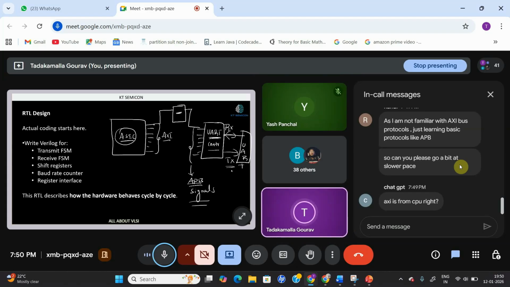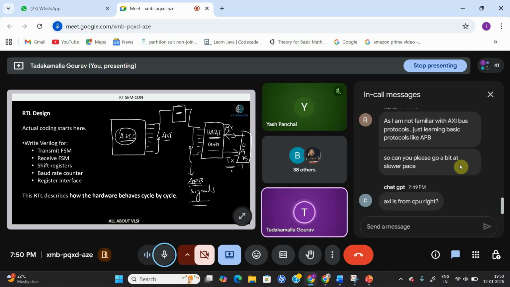Okay, I will take one more example. Let's say I am trying to speak in Hindi. Some people may understand, some people may not understand, right? So that is the same thing that is going to happen. The ASIC is going to have one particular protocol. It is going to have some AXI signals present with it, and your controller is going to have some other set of signals.